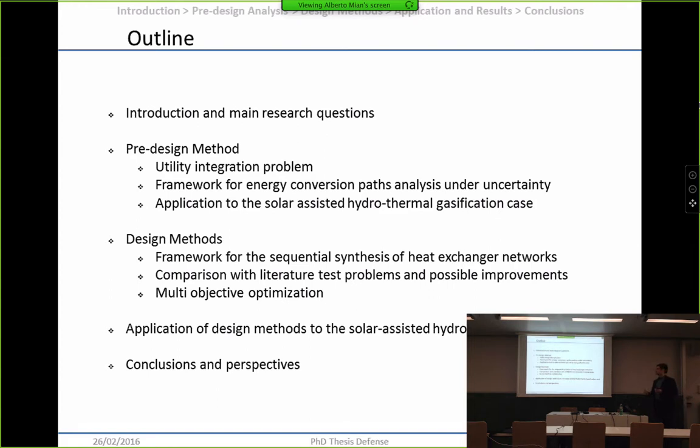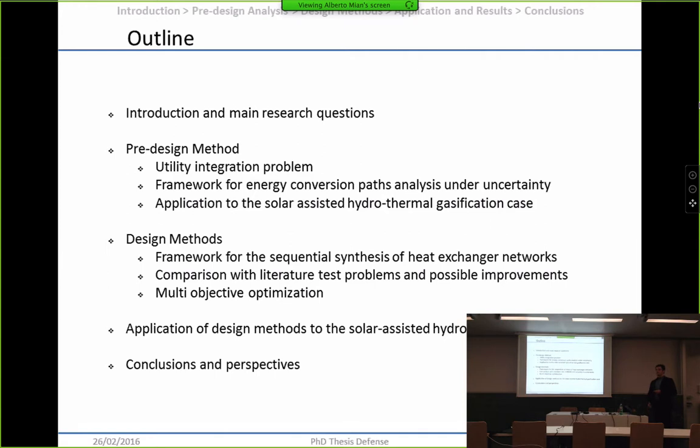So this, for those that are not familiar with this topic, is a preliminary analysis that is necessary to introduce and to see what the options are when designing a power and chemical plant. In this topic, we will see what utility expression is. Then I will describe the framework that I have developed, and I will show the application to the solar-assisted hydrothermal gasification.